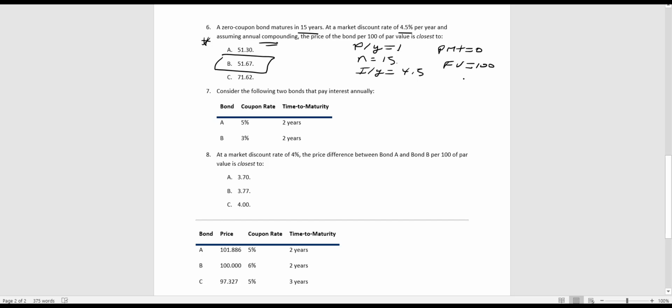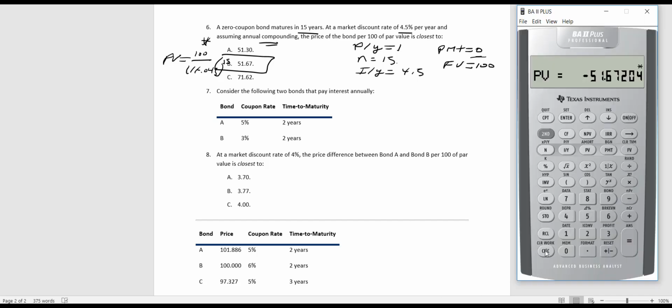So a zero coupon bond is very easy to do. There's no payment. Also, you can calculate it with the algebra. It's just the present value equals the future value, which is 100, divided by 1 plus the market discount rate, 0.045, to the N of 15. So you can see, if I bring up the calculator, that's just the algebra, your present value formula.